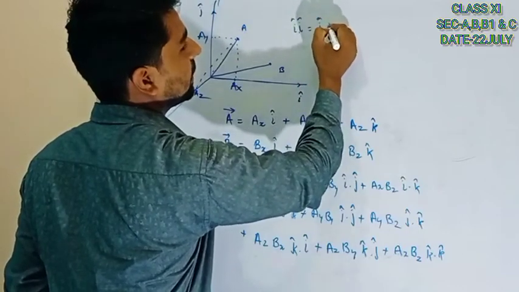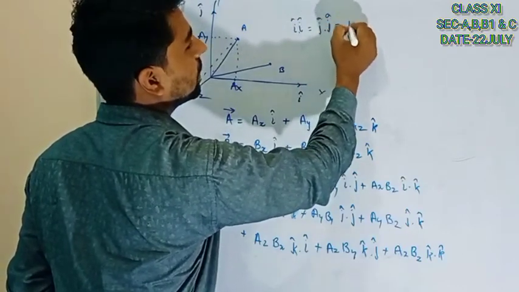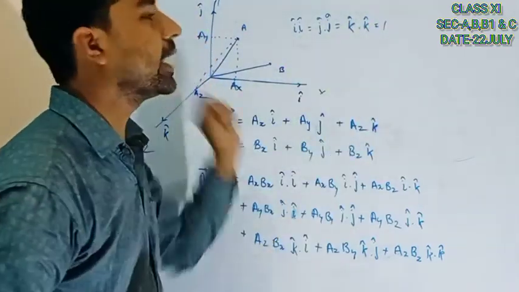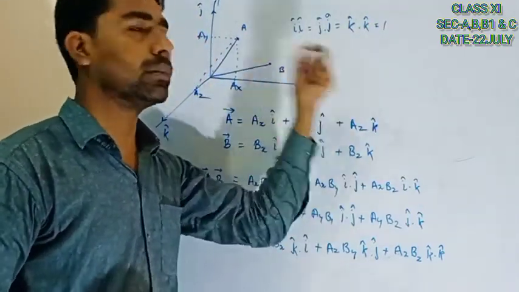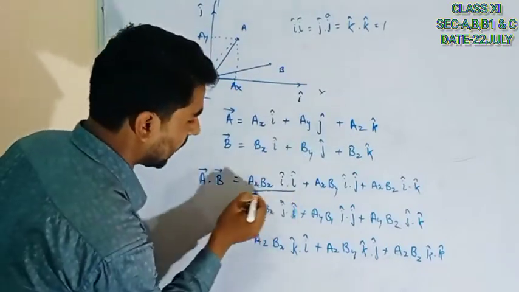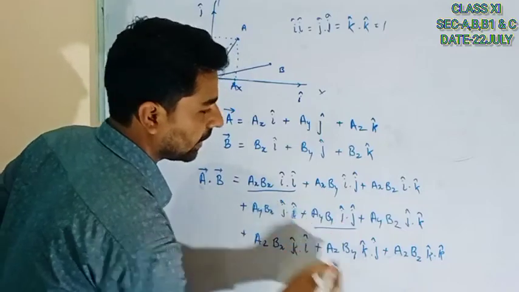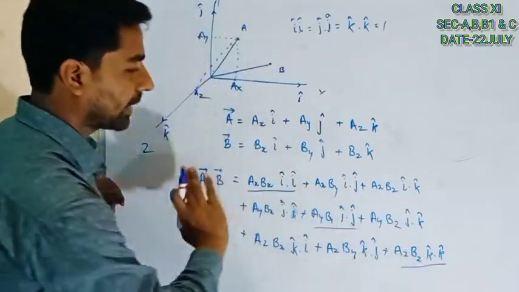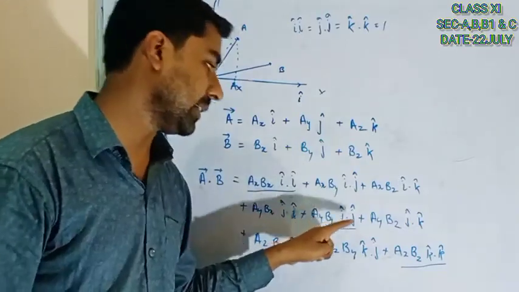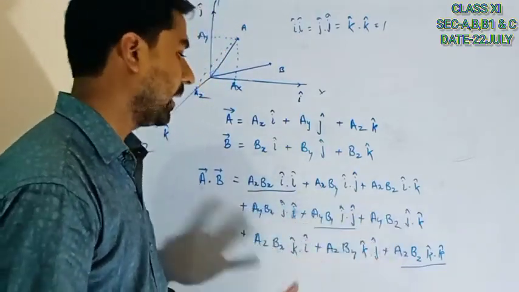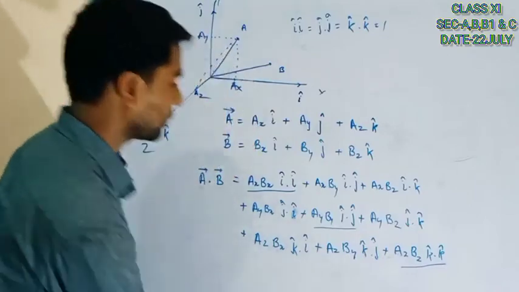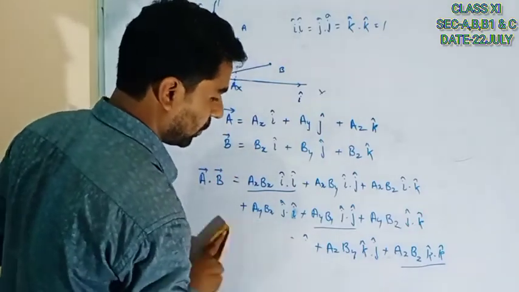equal to j dot j is equal to k dot k is equal to 1, and any other dot product will give you 0. So see here, it is i dot i, here j dot j, and here k dot k. Except these 3, ij, ik, ji, jk, the rest of them will be what? 0. So what will be remaining? See clearly, these are going to be 0.